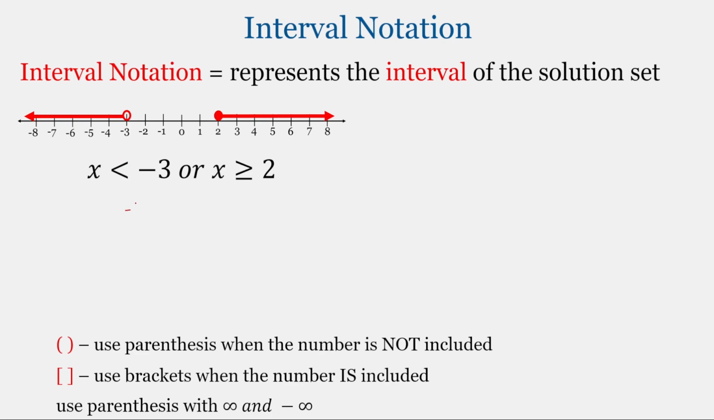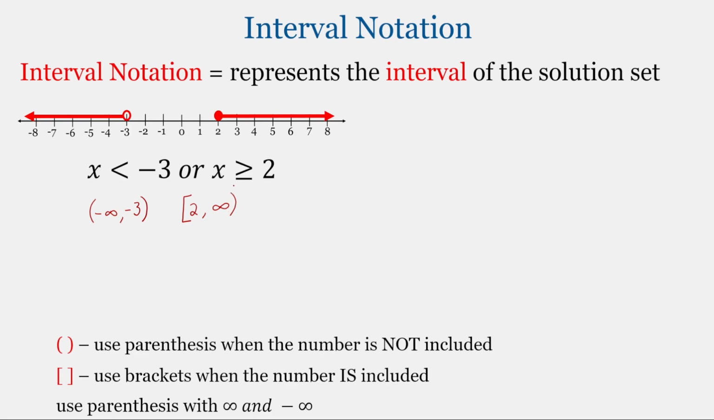So we have -3 as that right boundary, and -3 is not included, so we'll use a parenthesis, and put a comma, and then this is going to extend all the way to the left to negative infinity, so we'll use our negative infinity symbol, and then with infinities, we use parentheses. For this second inequality, we have x greater than or equal to 2. We have a boundary at 2, and 2 is included, so we'll use a bracket. Then we have a comma, and then this will extend all the way to the right to positive infinity. So again, we'll use that infinity symbol with a parenthesis.